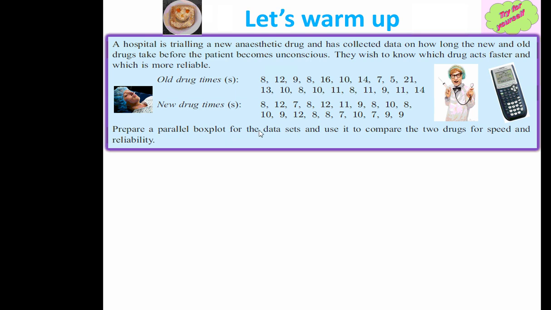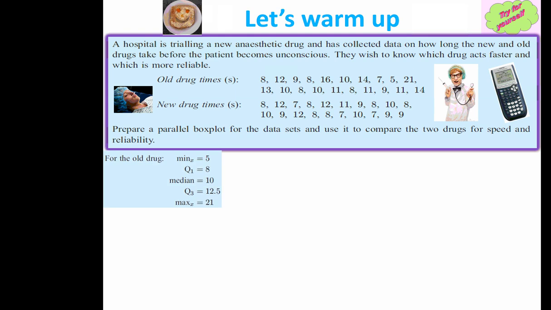Prepare a parallel box plot for the data set and use it to compare the two drugs for speed and reliability. So this is going back to old stats. To do a box plot, you need the max, the min, the median, and the upper quartile and the lower quartile. So don't forget, you would have to work out these 5 things.